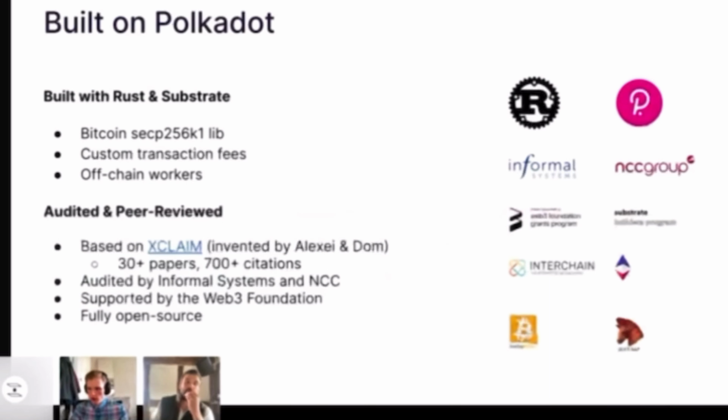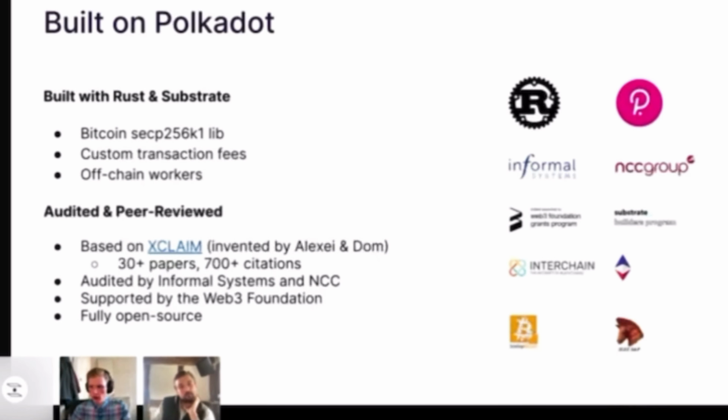So the first thing to mention is the whole stack is ingrained on Polkadot. We're built in Rust using the Substrate framework, and that affords us a few nice flexibilities. So for one, we can reuse a lot of core library logic from Bitcoin Core, for example, the SecP256K1 lib for some cryptographic operations, and this takes some of the complexity off our hands.